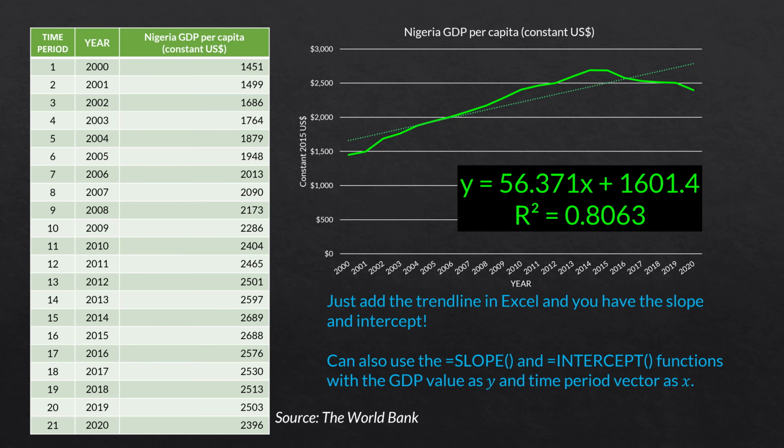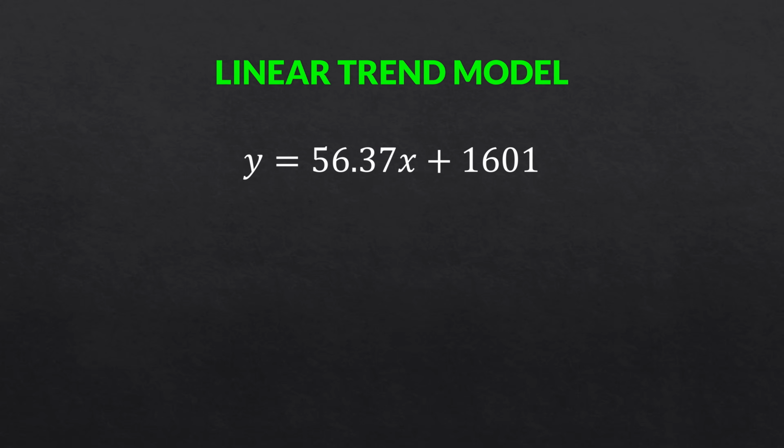Very easy. You could also use the actual slope and intercept functions in Excel with GDP value as y and time period vector as x. So here is our equation. So y equals 56.37 times x plus 1601.